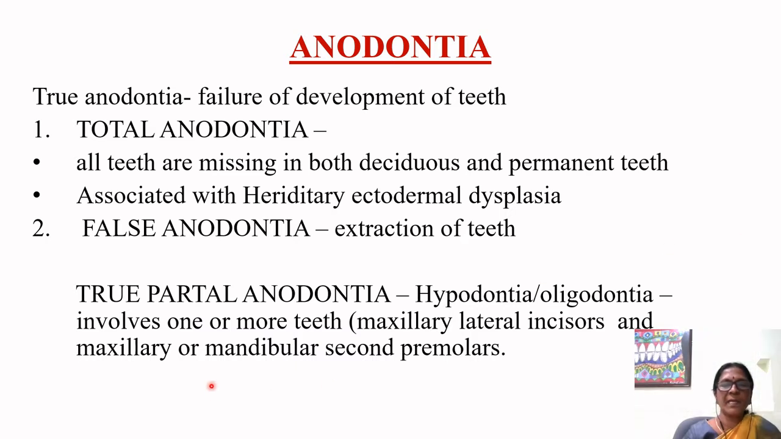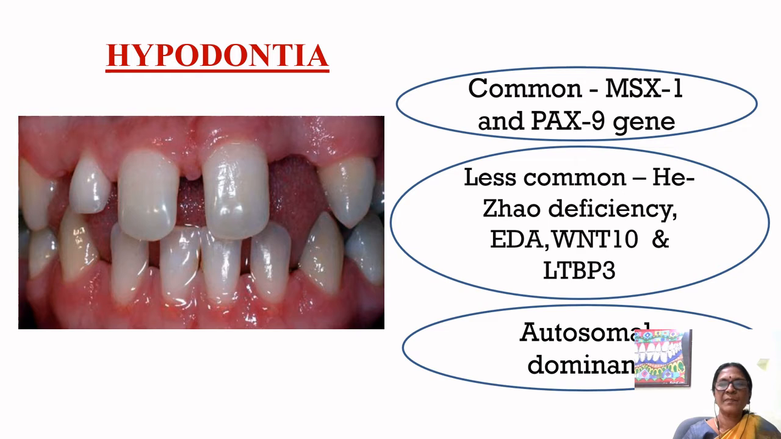Coming to number, anodontia. True anodontia is failure of development of teeth. That is total anodontia, where all teeth are missing in both deciduous and permanent dentition, associated with hereditary ectodermal dysplasia. False anodontia is extraction of teeth. Now, true partial anodontia may be hypodontia or oligodontia, which involves one or more teeth. Hypodontia is commonly affected by the MSX1 and PAX9 gene mutations, and it is autosomal dominantly inherited.